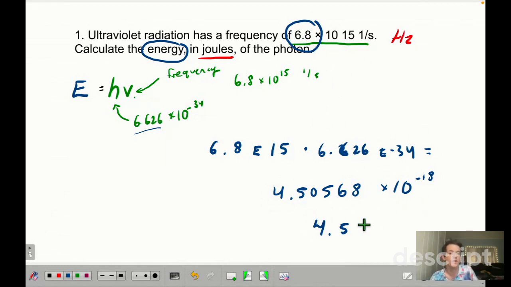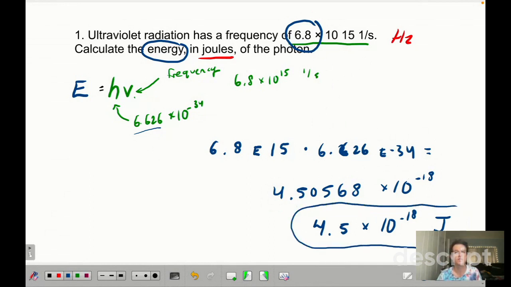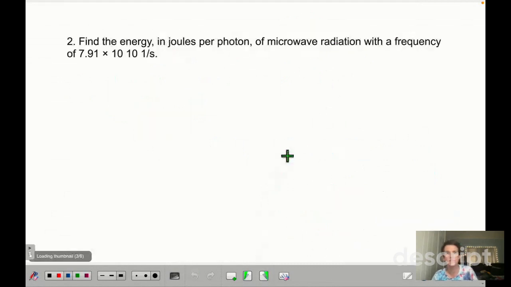It's an exact number. We don't have to worry about that. So it's going to be 4.5 times 10 to the negative 18th. And then our unit is joules. Joules is a compound unit made up of some kilograms, some meters squared, and some seconds squared on the bottom, but it all cancels out, and that's what we should have got for our first answer. Okay, so let's move on to the second one.